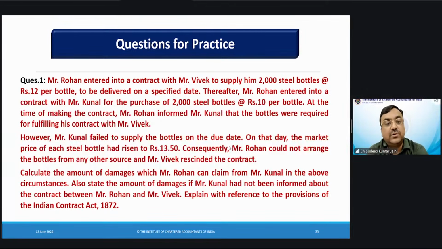Consequently, Mr. Rohan could not arrange the bottles from any other source, and Mr. Vivek rescinded the contract. Calculate the amount of damages which Mr. Rohan can claim from Mr. Kunal in the above circumstances. Also state the amount of damages if Kunal had not been informed about the contract between Rohan and Mr. Vivek. Explain with reference to the provisions.